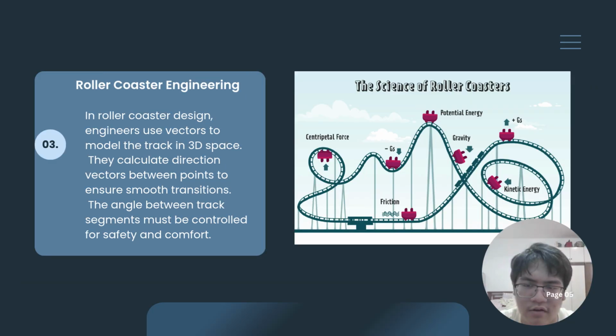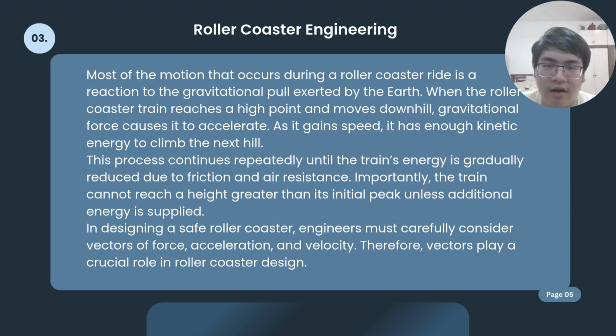Lastly, the application of vectors in roller coaster engineering. In roller coaster design, engineers use vectors to model the track in 3D space. They calculate direction vectors between points to ensure smooth transitions. The angle between track segments must be controlled for safety and comfort. Here is the explanation of roller coaster engineering.